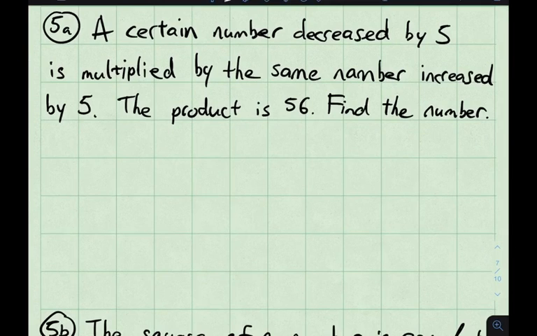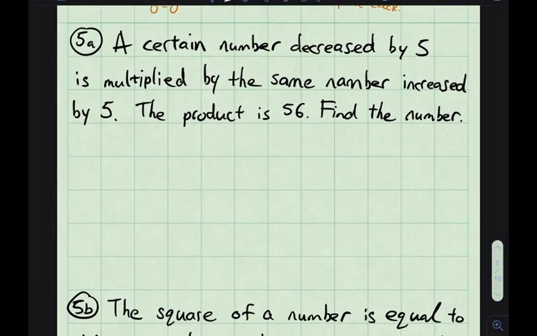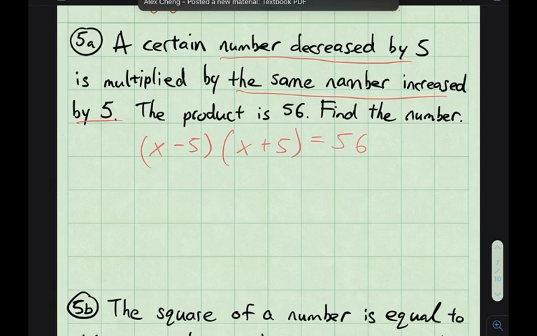Here's the first word problem. A number decreased by 5 is multiplied by the same number increased by 5. Product is 56. So we have to translate this part and this part into words. A number decreased by 5 multiplied by the same number increased by 5 equals 56. Find the number.